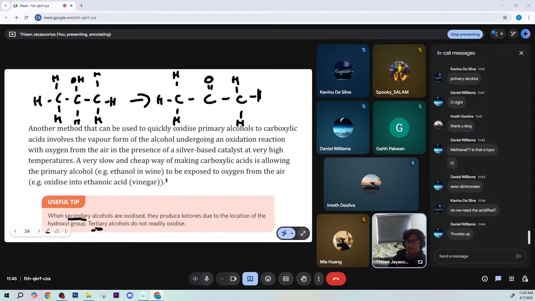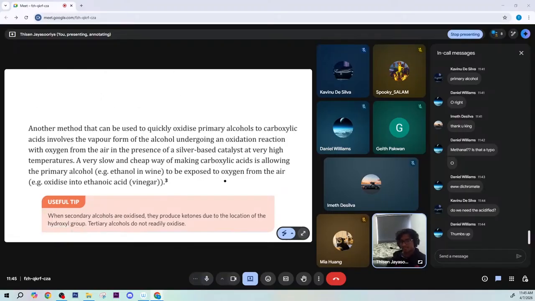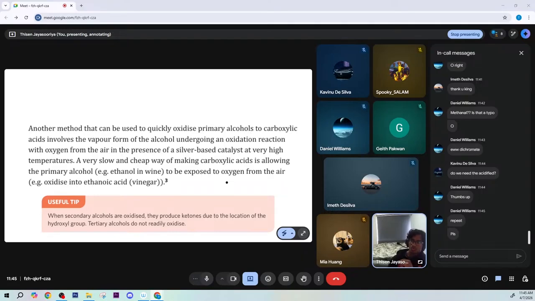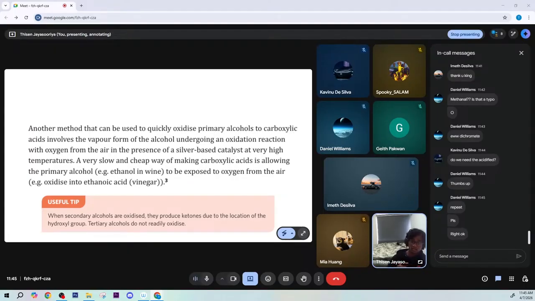And tertiary alcohols do not oxidize at all, yeah? So, repeat: tertiary alcohols won't oxidize. Secondary alcohols will oxidize into ketones and no further. They only partially oxidize. I just wanted to show this one off.